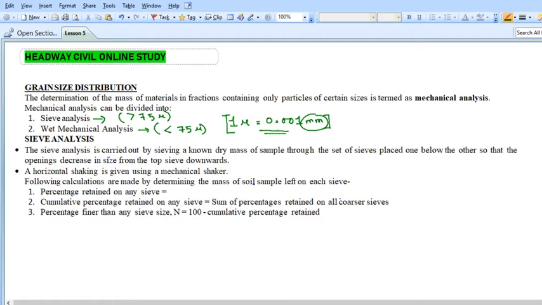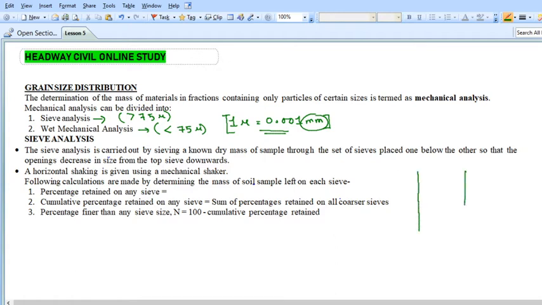So in this video we will learn about the grain size distribution using the sieve analysis. So how is the sieve analysis carried out? By sieving a known dry mass of sample through a set of sieves placed one below the other so that the openings decrease in size from the top sieve downwards. This is how the placing takes place.